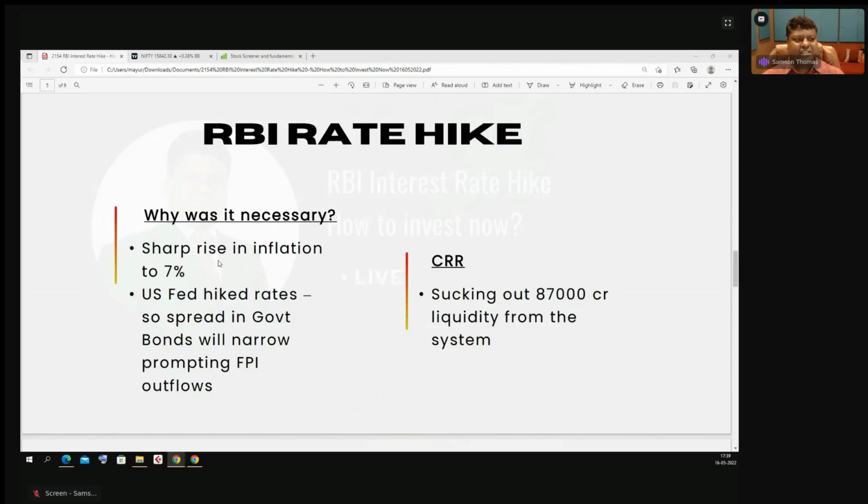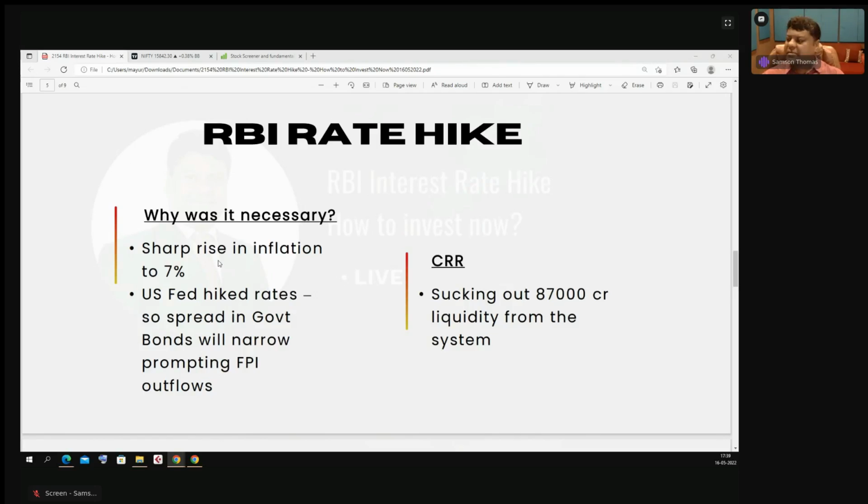Yes. Sharp rise in inflation to 7%, which is beyond the tolerance limit of RBI. RBI had a tolerance limit of 6%. So the inflation has been showing 7% for at least a couple of months now. That's the reason it was becoming extremely necessary to bring in the rate hikes.